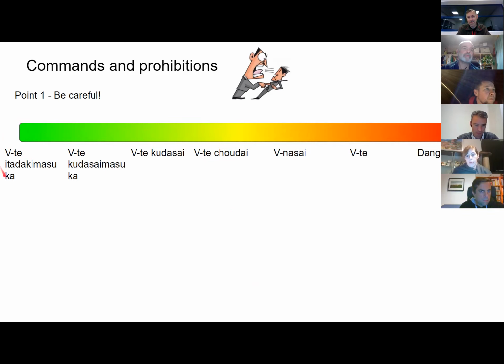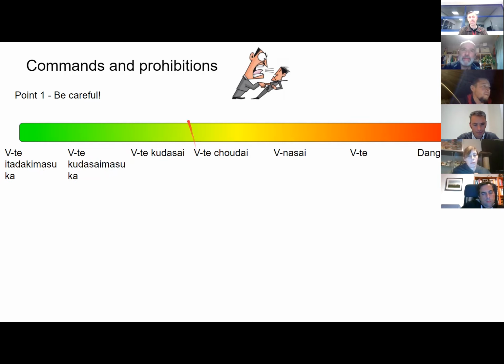So for example, we've got verb in the te form plus itadakimasu ka. Really polite way of doing things. And then leaving the verb in the te form, you can also say kudasaimasu ka. This is almost the same as saying kudasai, just a little bit more like a question, so therefore it makes it a little bit more polite. Then here we do have verb in the te form plus kudasai. We also have this word chodai. Chodai is basically the same as kudasai, just a little bit more casual.